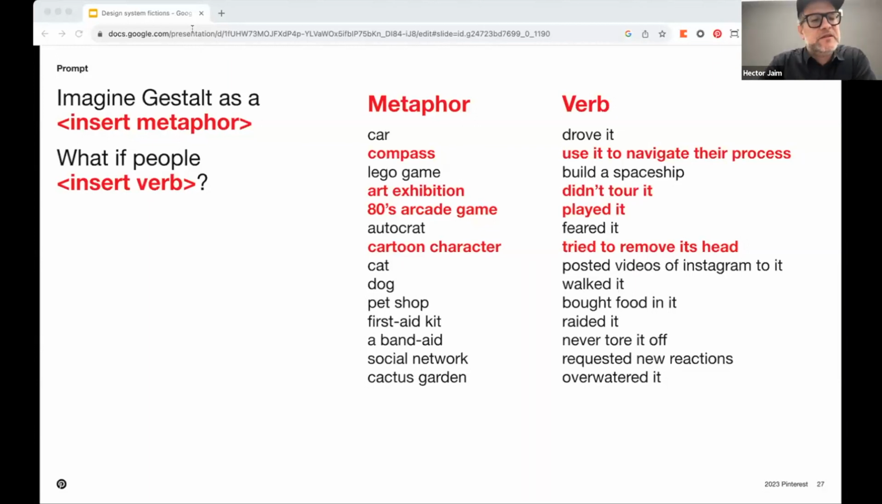Back to the compass metaphor, I really like this one. What if it's a compass? How, if people use it to navigate their process? A Lego game to build a spaceship, an art exhibit, an 80s arcade game, and so on and so forth. And you can take this stuff and think of it on your own.